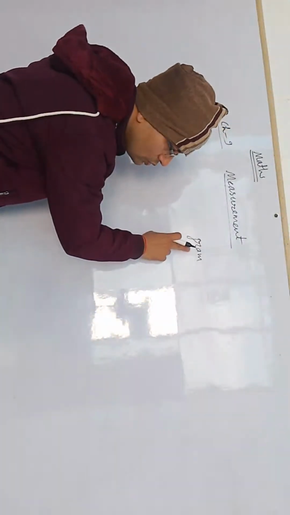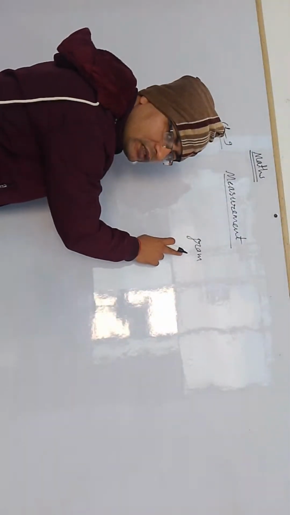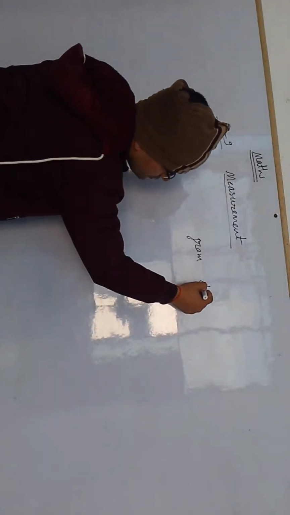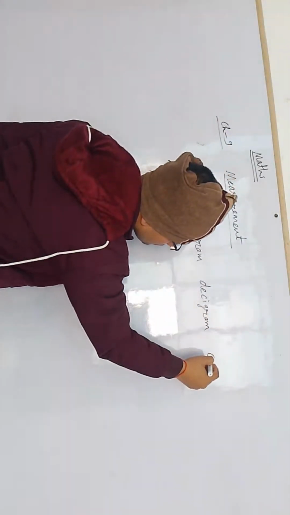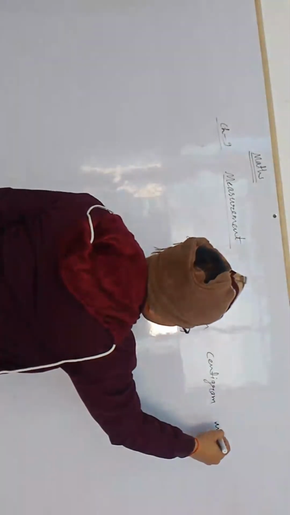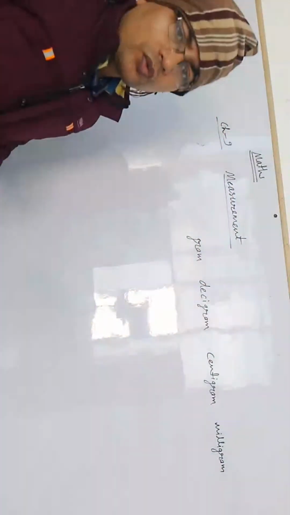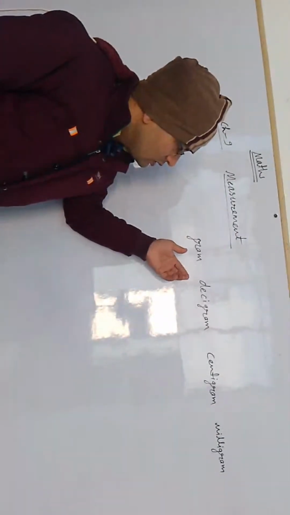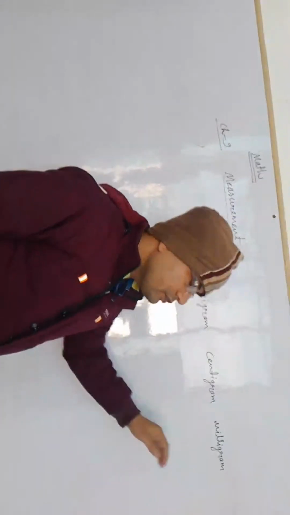If we go towards the right hand side of gram, then we find decigram, centigram and milligram. Okay, what are the units towards the right side of the gram? Decigram, centigram and milligram.